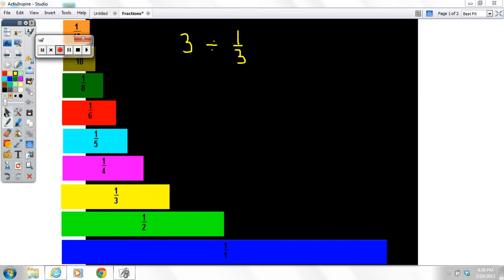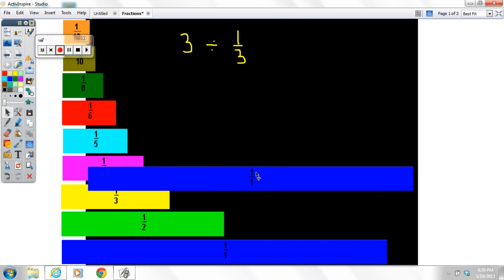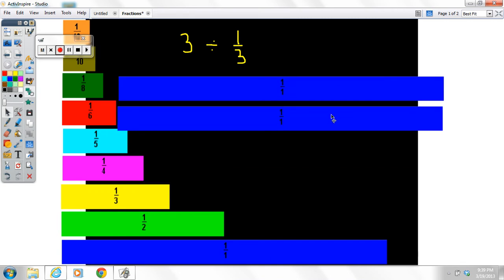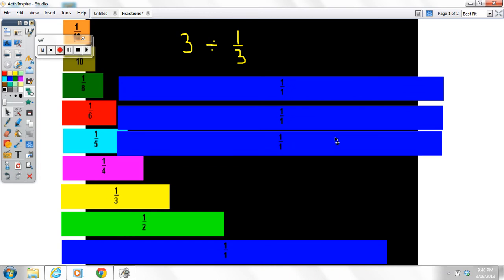Let me show you another example here. We have 3 and we're dividing it by 1/3. That means we're going to take 3 whole bars and divide each of these 3 whole bars into thirds. Well, if we're dividing the bars into thirds, that means they're going to be 3 equal pieces. I would make a line here, and I would make a line somewhere here. So this 1 whole bar would have 3 pieces.